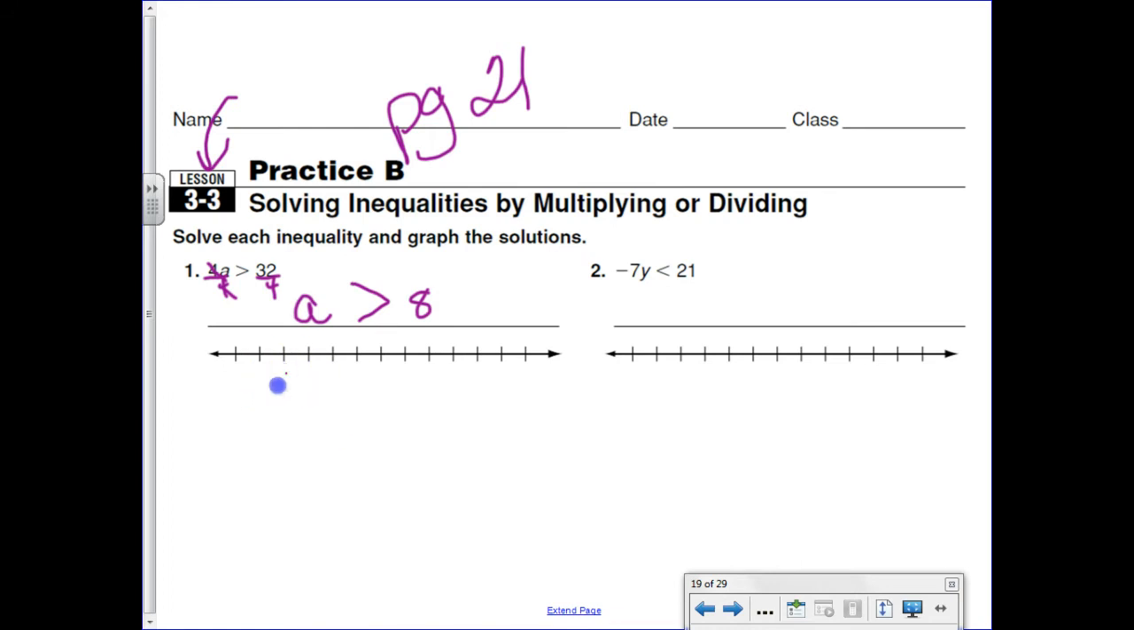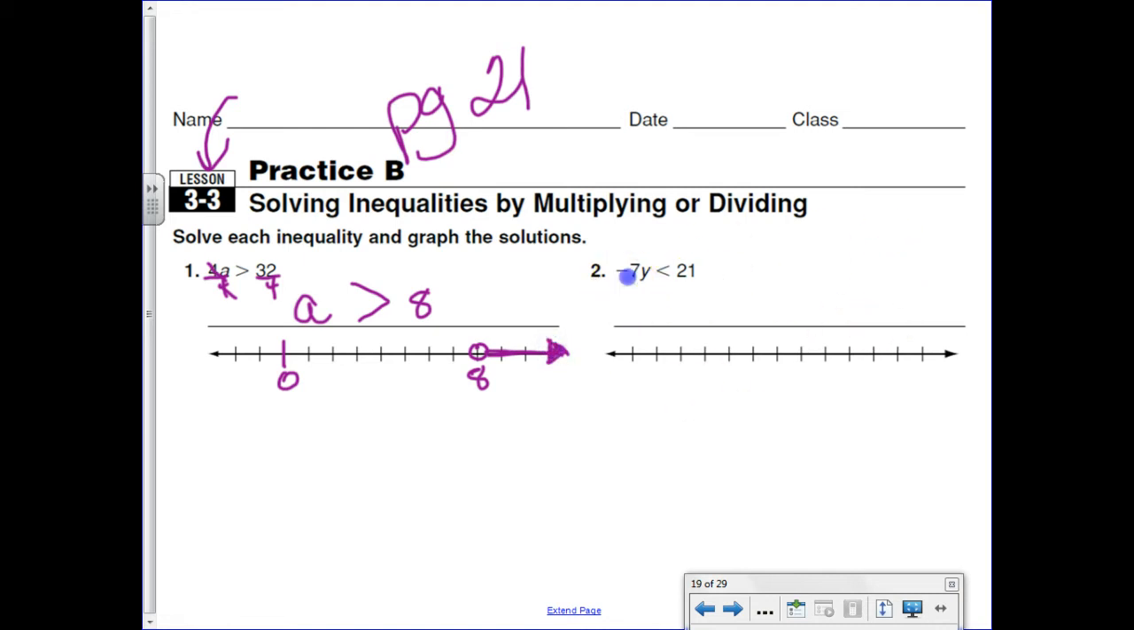When you go to graph it, just pick one of these to be 0. I don't care. 1, 2, 3, 4, 5, 6, 7, 8. I suppose I'll be accurate and actually go to 8 here. Open circle, shade to the right. Now, because it's on the workbook, you're going to have to darken this in somewhat, make the arrowhead much bigger, and color it in. Okay?